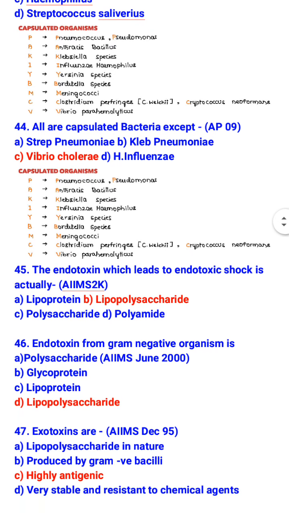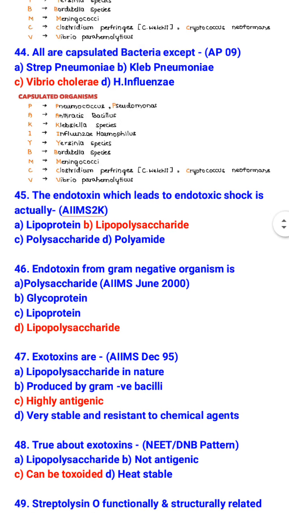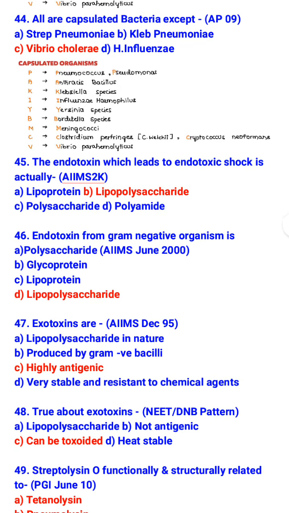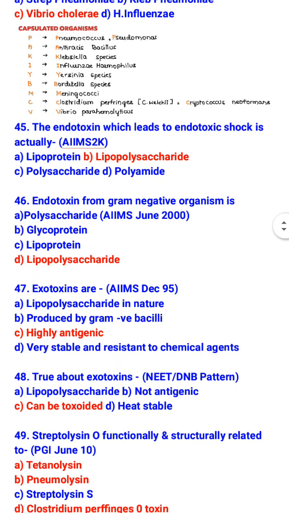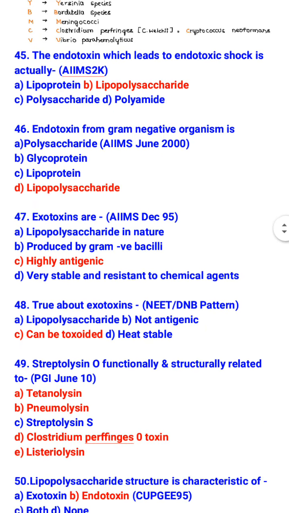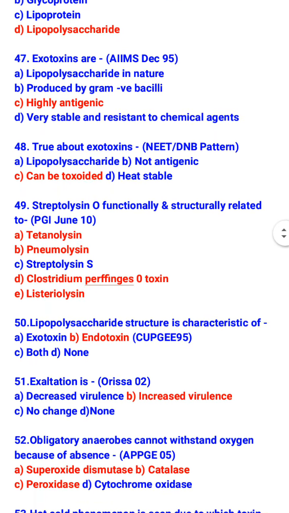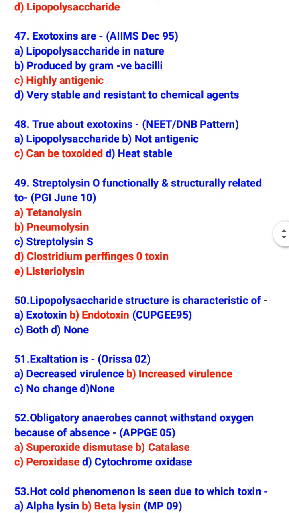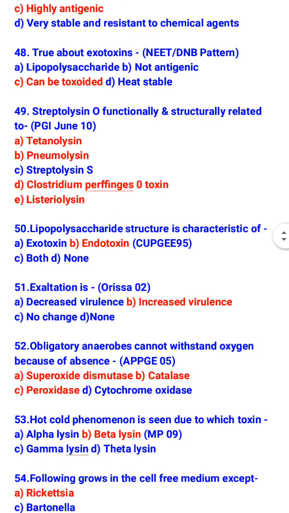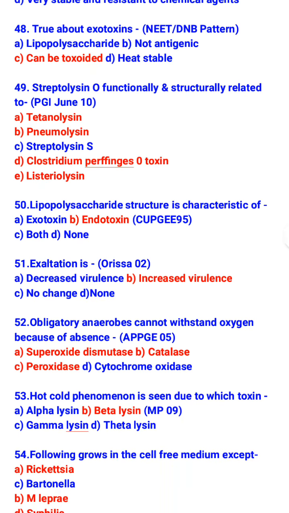The endotoxin which leads to endotoxic shock is actually lipopolysaccharide. Endotoxin from gram-negative organism is lipopolysaccharide. Exotoxins are highly antigenic. True about exotoxin, can be toxoided. Streptolysin O functionally and structurally related to tetanolysin, pneumolysin, Clostridium perfringens toxin, Listeriolysin. Lipopolysaccharide structure is characteristic of endotoxin.